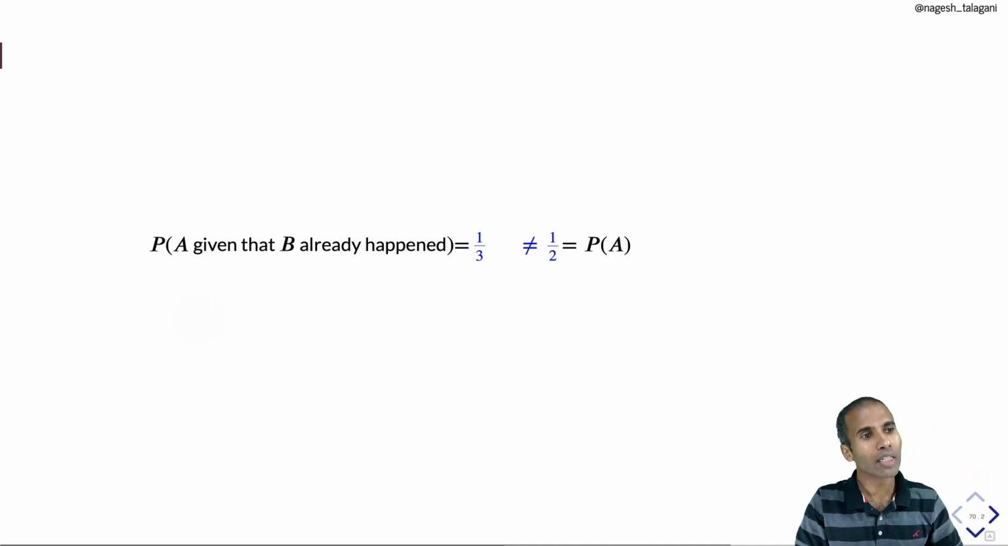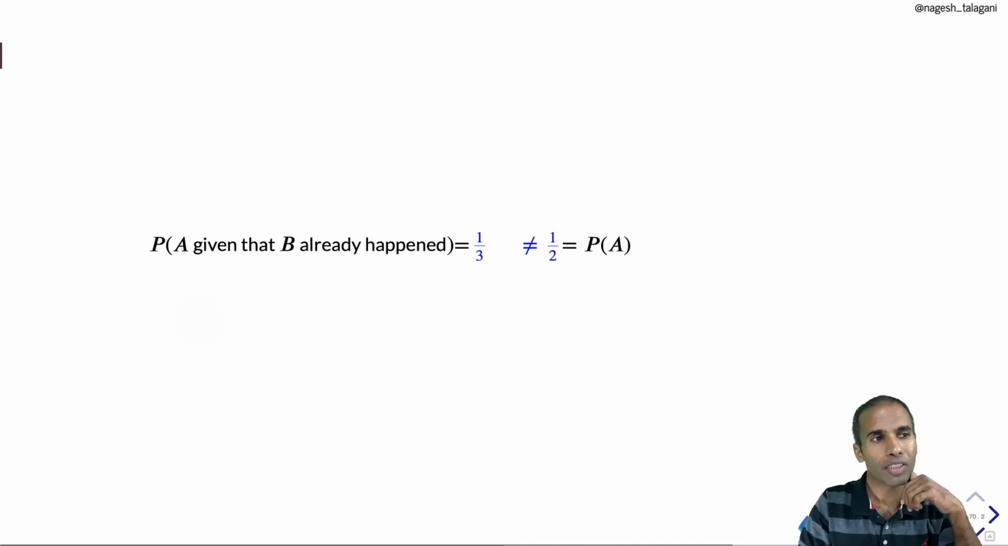And this is not equal to the probability of A, which is 1 by 2. So now when we have information that B already happened, the probability of A reduced to 1 by 3 from 1 by 2.